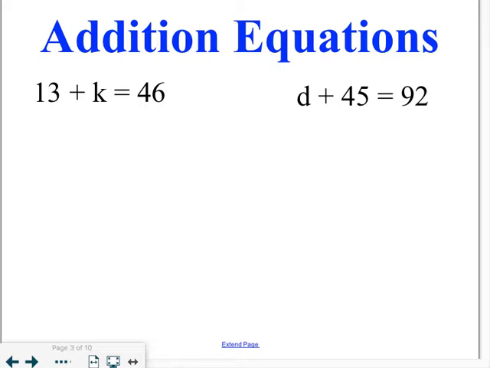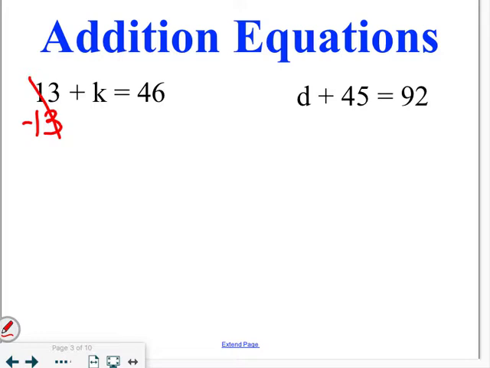So our first example, we have 13 plus k is equal to 46. In order to get rid of that 13, we want to try and get k by itself. So to get rid of the 13, we are going to take away 13 from the left side of the equation. The 13 positives get canceled out by the 13 negatives.